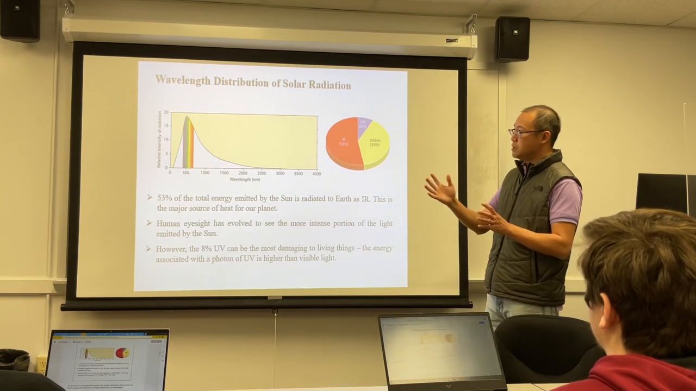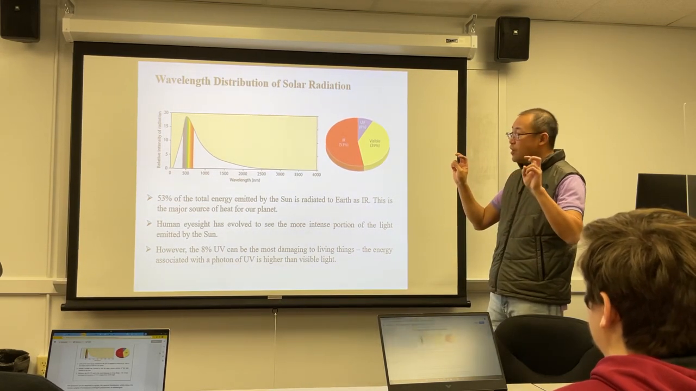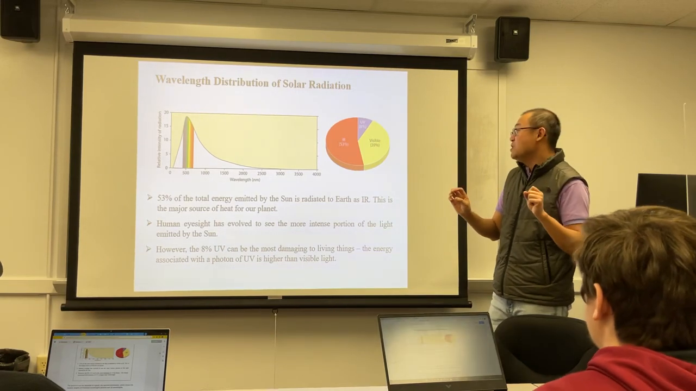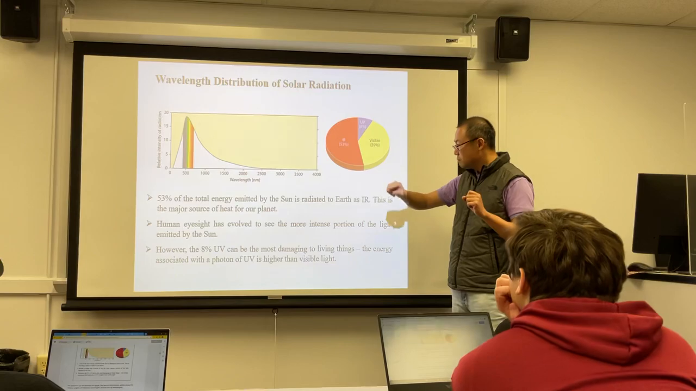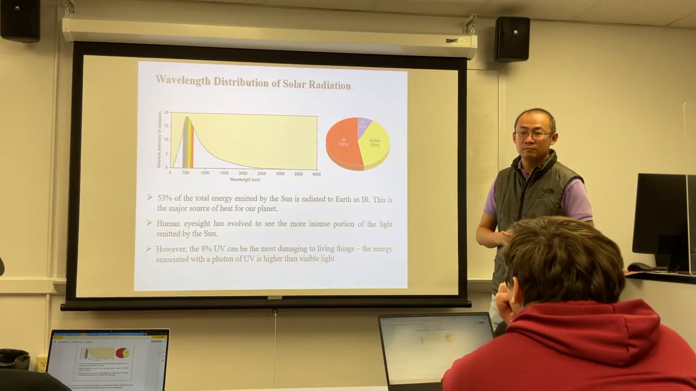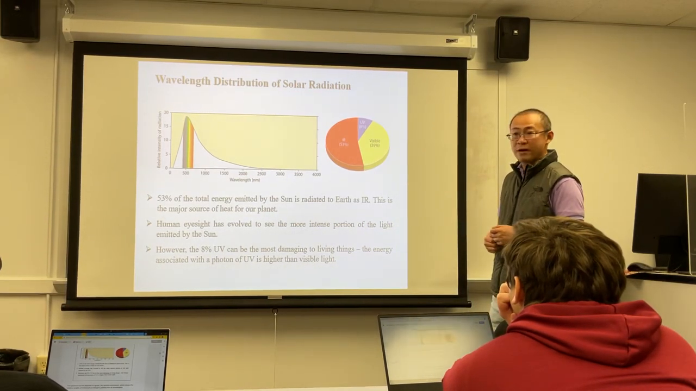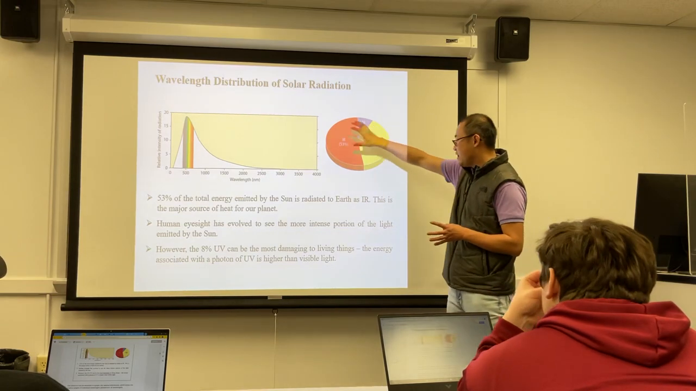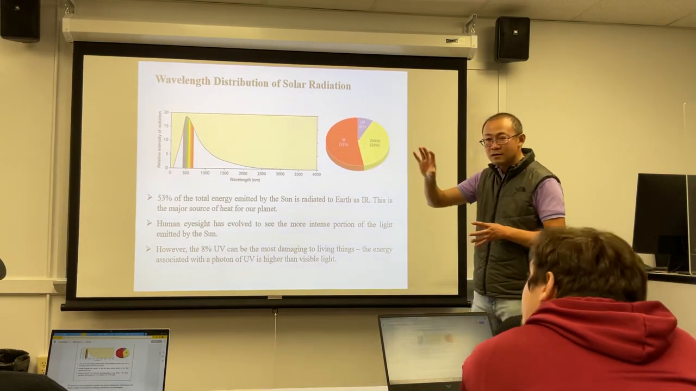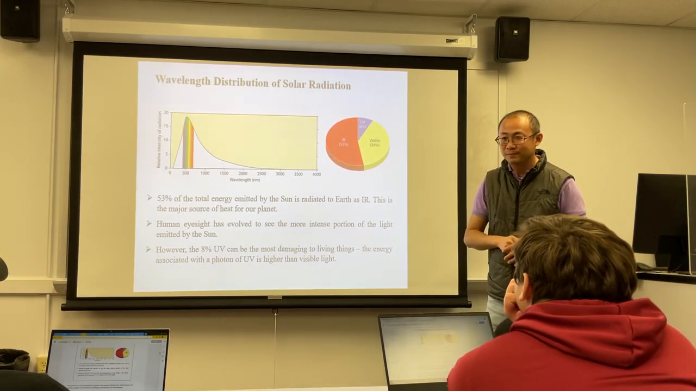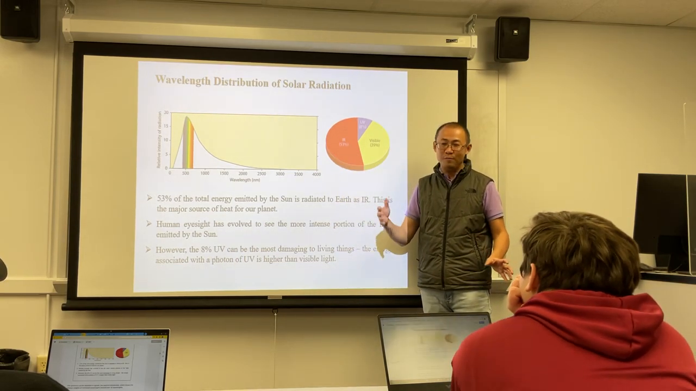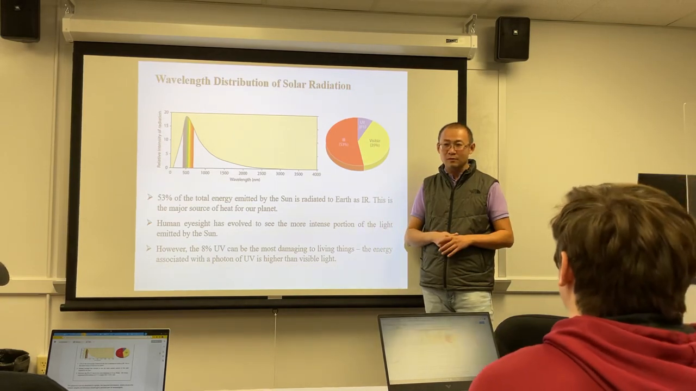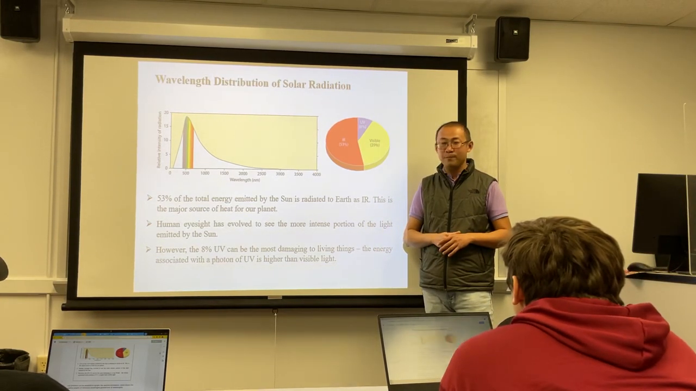Of course, regarding the percentage, 53% is IR, and we're going to study that in chapter 3. This is the part of energy that keeps us warm. Without the IR, this planet will be like the moon: colder, uninhabitable.